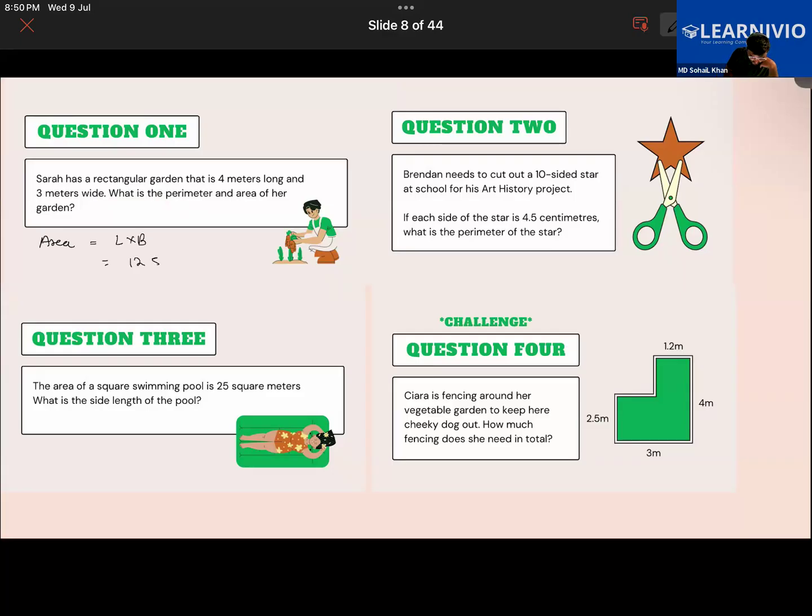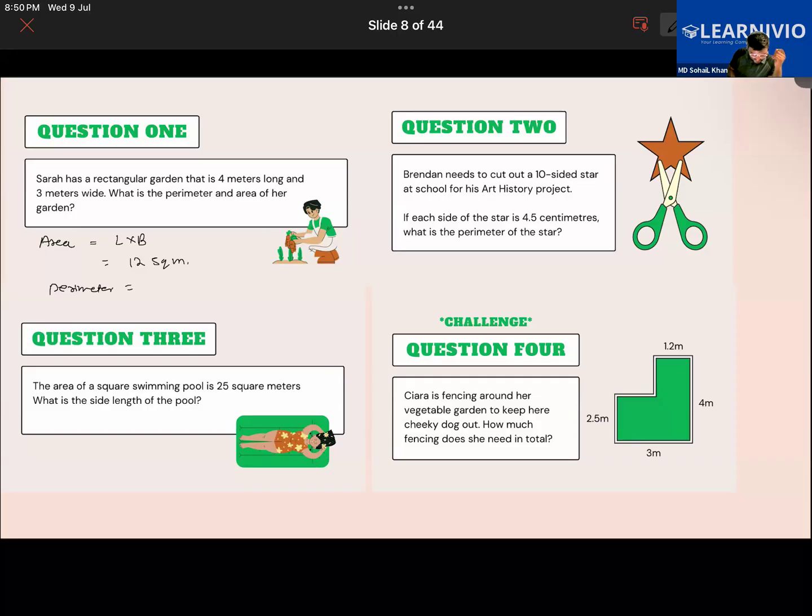Okay. Is it a rectangle? Yeah. So 2 into (L plus B) equals 2 into (4 plus 3), which is 2 into 7, 14. Okay, perimeter is 14 meters. Good. So about perimeter, you guys already know.